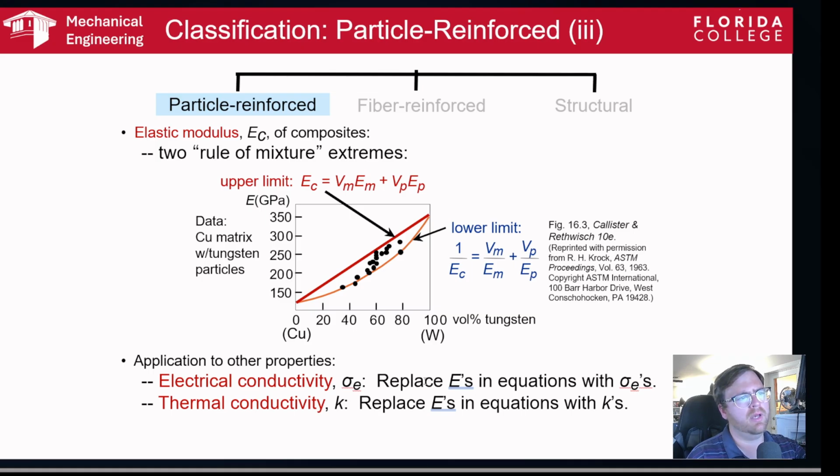But yeah, this is a very nice, nifty equation where you just substitute whatever your material property is with the material property that you want, right? So we replace our Young's moduluses with thermal conductivity or electrical conductivity, or it could be some kind of optical material property or corrosion material property, etc.